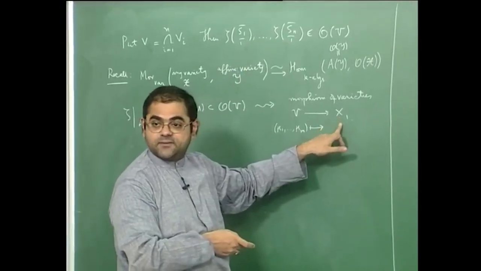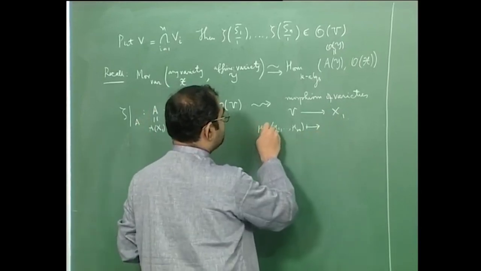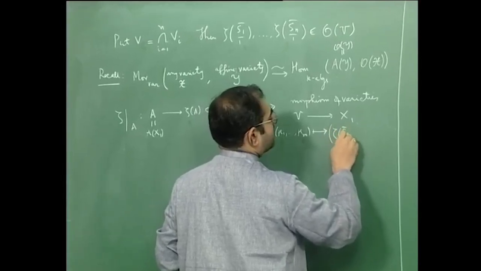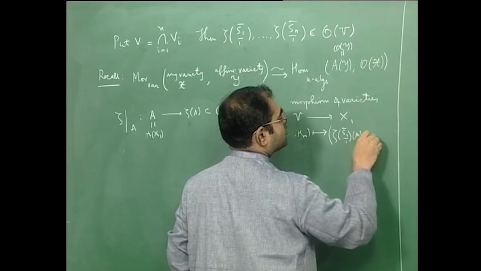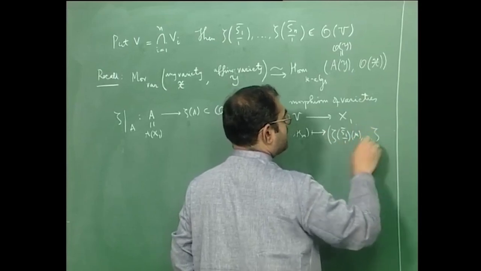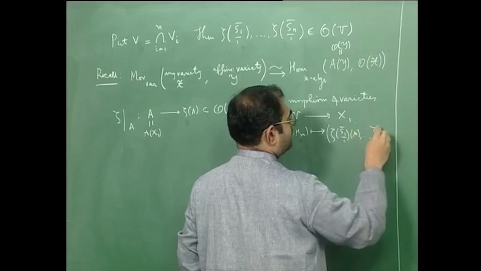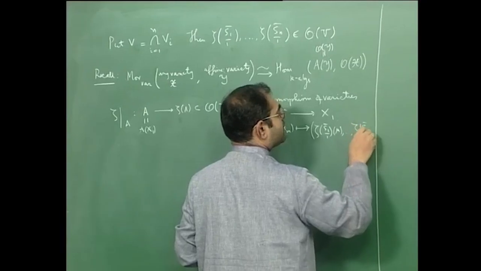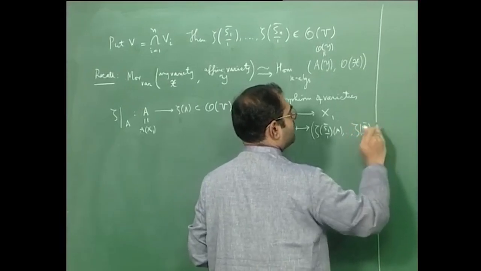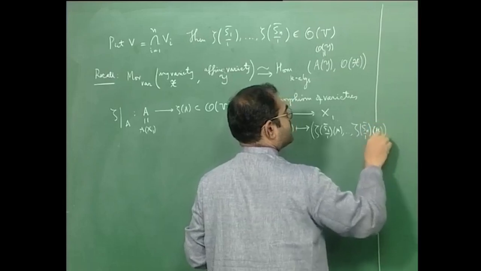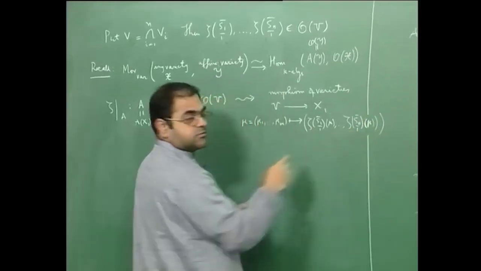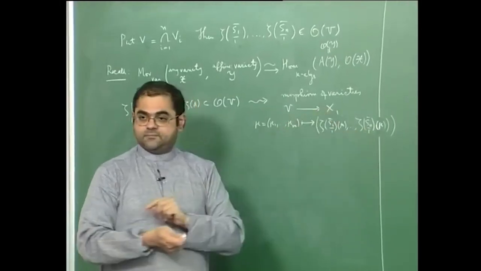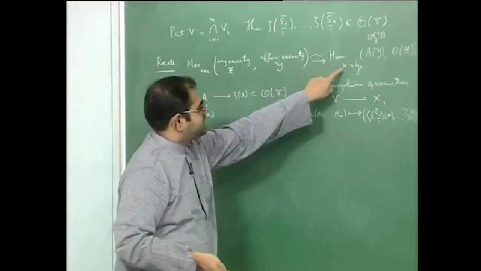It will land inside x1, okay. So if you call this as mu, then this is just the map psi s1 bar by 1 of mu and so on, zeta s1 bar by 1 acting on, evaluated at mu and so on up to zeta sn bar by 1 evaluated at mu. So you will get this n tuple, and this n tuple will be a point of n. In fact, it will be a point of x1. That is how this bijection was established.